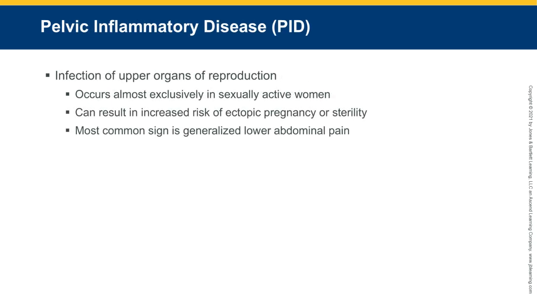Pelvic Inflammatory Disease, or PID, is an infection of the upper reproductive organs. It almost exclusively affects sexually active women and can lead to serious complications, such as ectopic pregnancy or infertility. The most common symptom of PID is generalized lower abdominal pain. Recognizing PID early is essential for preventing long-term reproductive damage.